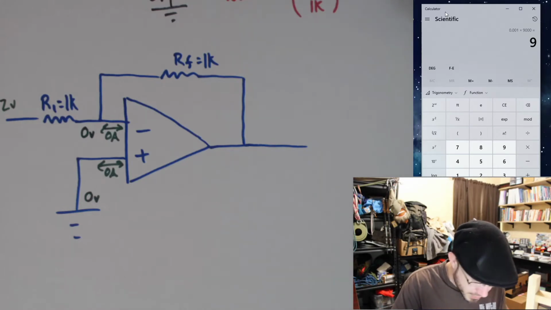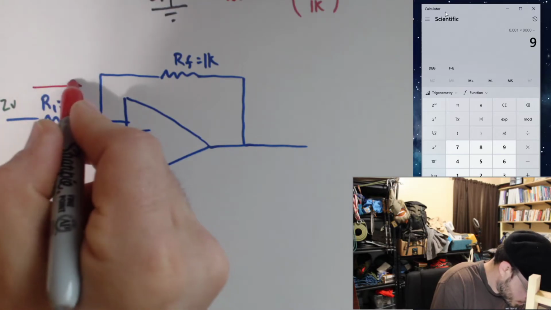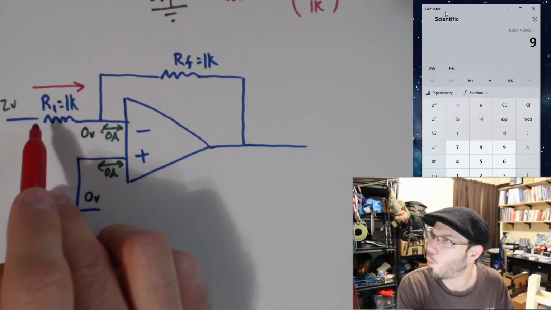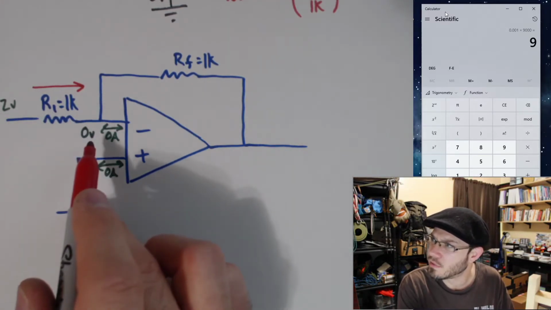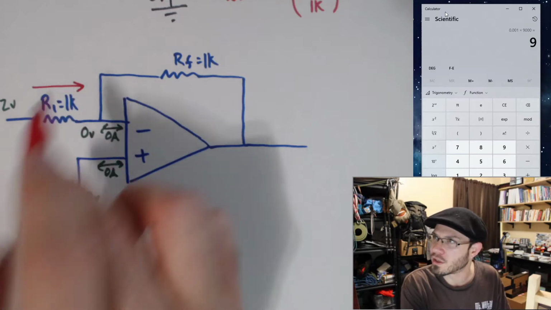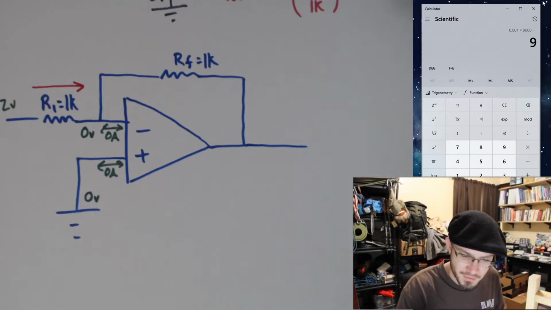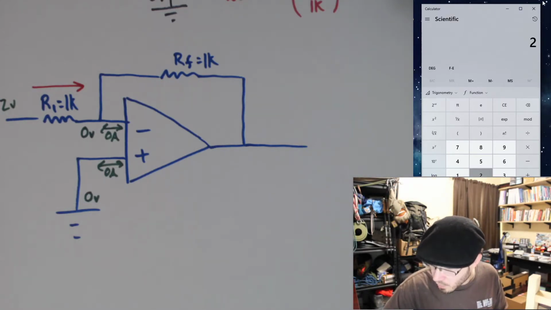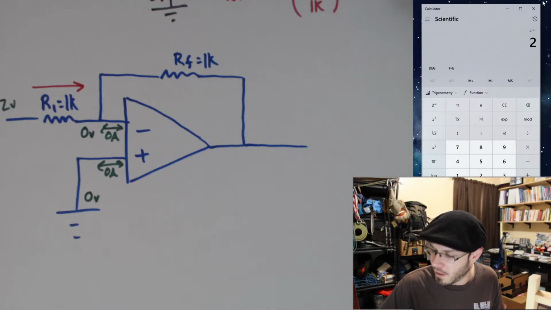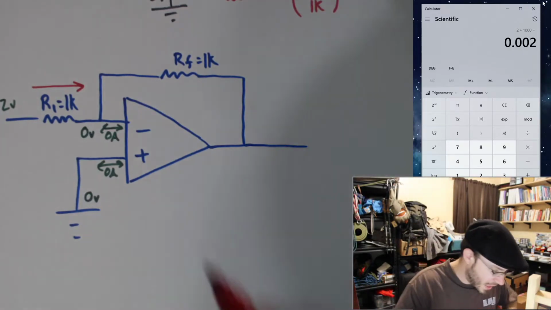Now we can go ahead and use our basic rules, trace this back. Current always goes from a high voltage to a low voltage. And I know what my voltage drop across this R1 is. I have 2 volts on one side, I have 0 volts on the other side. I have a 2 volt drop across it. So can I figure out what this current is? Well, I have 2 volts across a 1K ohm resistor. So, V equals IR, right? 2 volts divided by 1K gives us 2 milliamps.